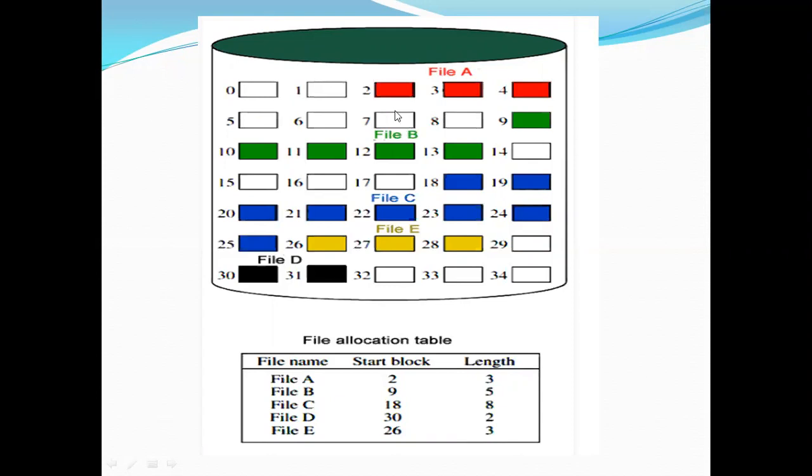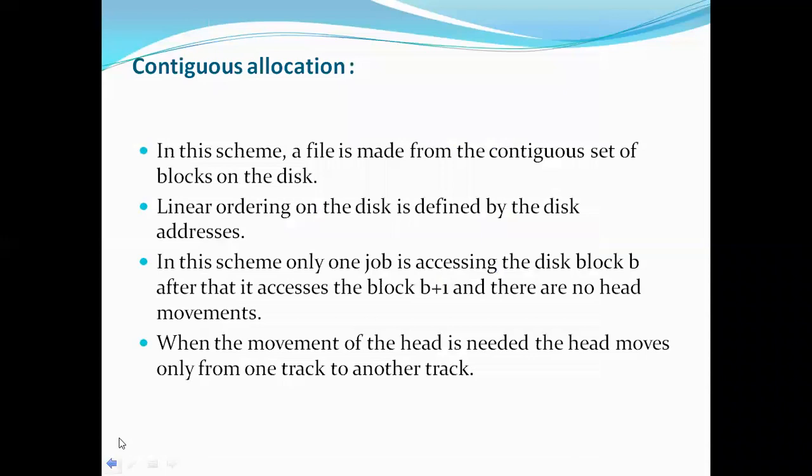That means it cannot be allocated from 0 to 1. First, file A starts from 2, then 3 and then 4. The next block must be at 4 plus i locations. This type of allocation is known as contiguous file allocation. The linear ordering on the disk is defined by the disk addresses. In this scheme, after accessing disk block B, it accesses block B plus 1.